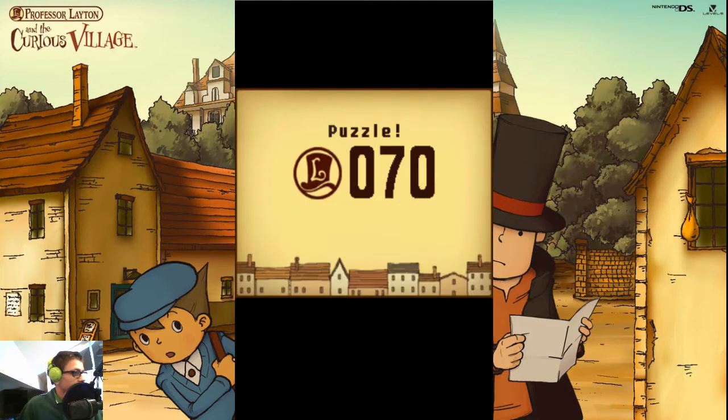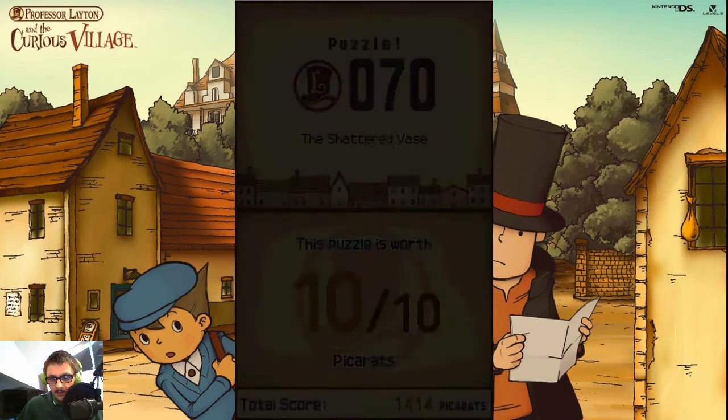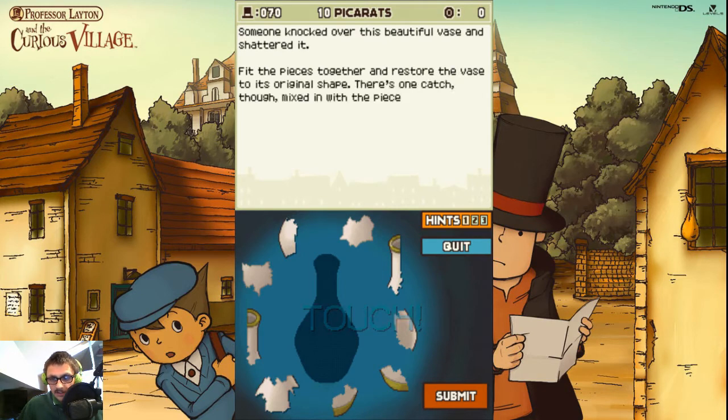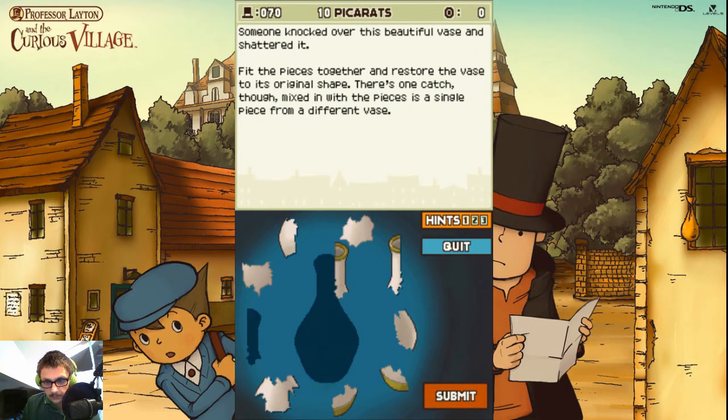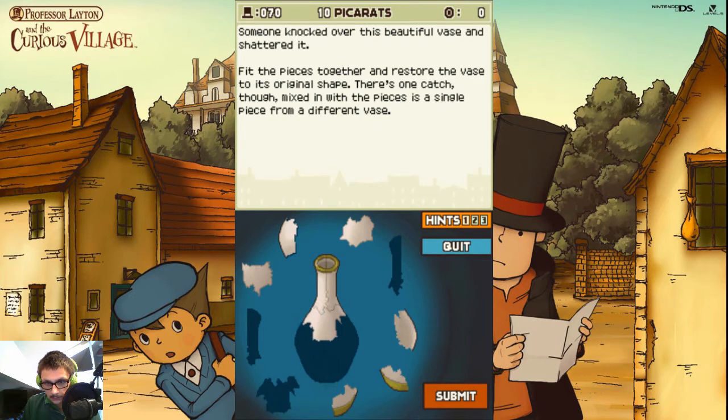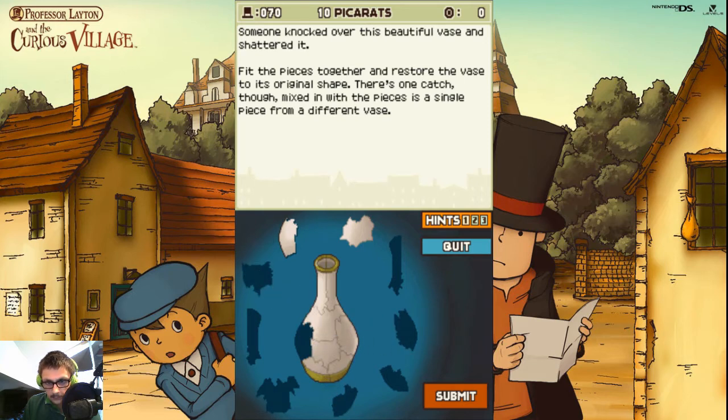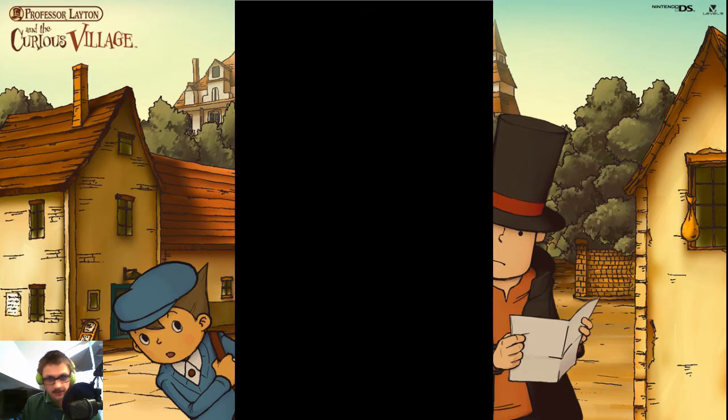Okay, we'll do this quickly and we'll end the episode. The shattered vase. It's 10 pictures, so it should be quite easy. Someone knocked over this beautiful vase and shattered it. Fit the pieces together and restore the vase to its original shape. There's one catch though, mixed in with the pieces is a single piece from a different vase. That was easy. That was quite easy.